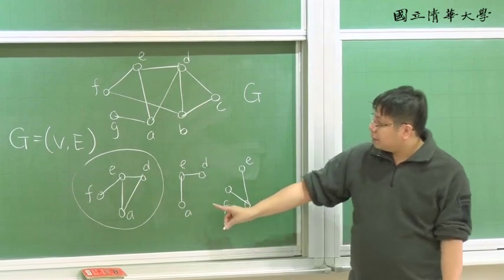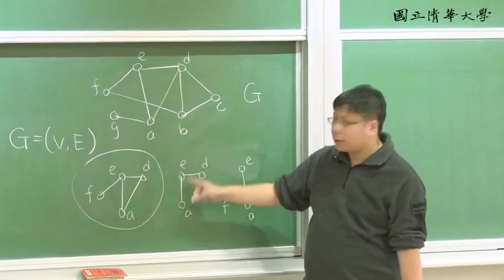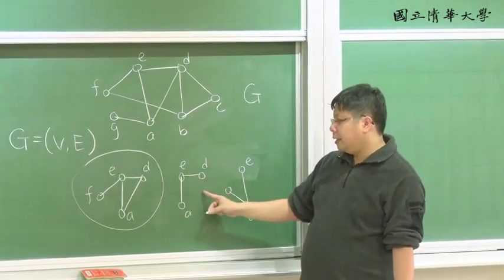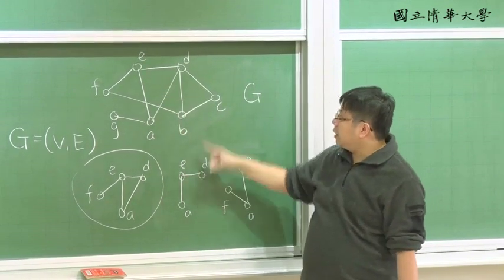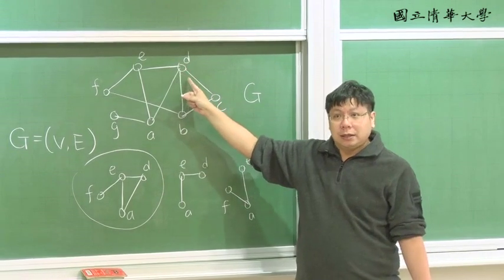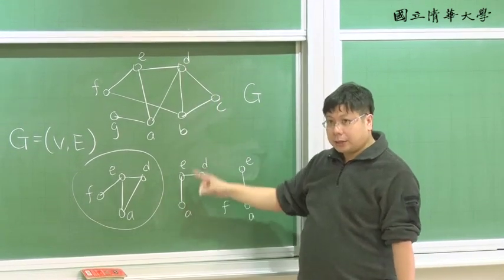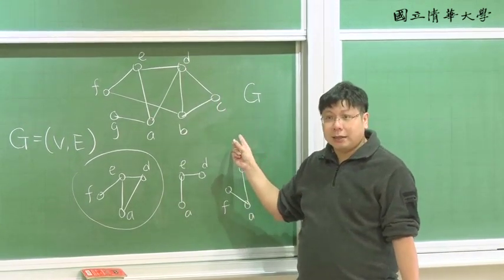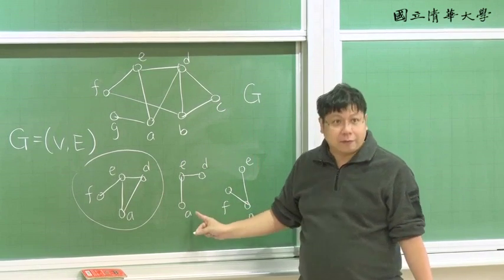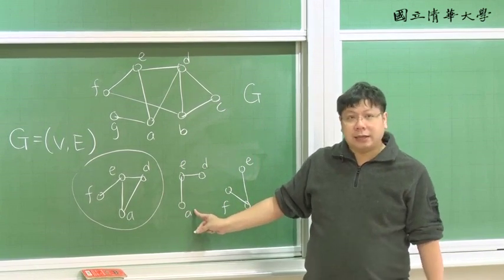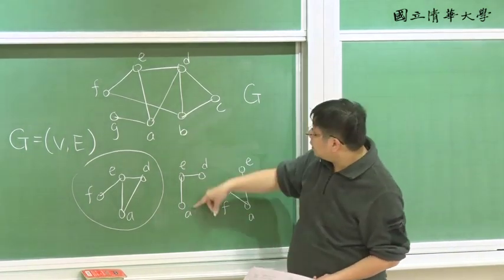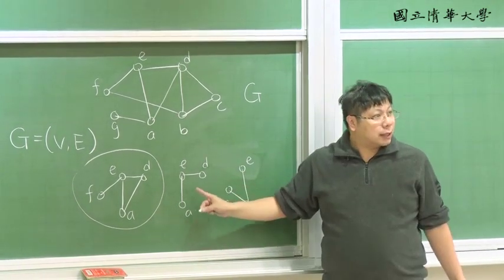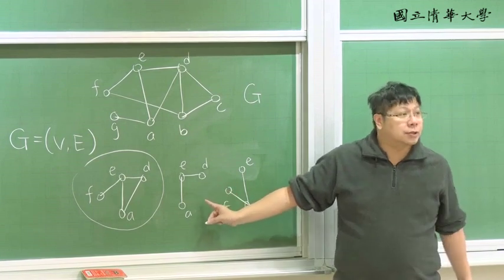Now, if you look at this one, this is a smaller graph. You just have A, E, D. You find that the edge AE is here, and the edge ED is also here in G. So every edge in this graph appears in G. Is that okay? So this is a subgraph of G. But on the other hand, this is not an induced subgraph because the edge AD is missing. So it is a subgraph, but it is not an induced subgraph.